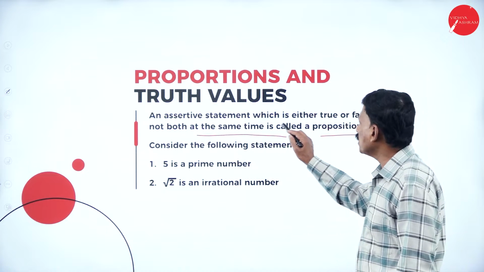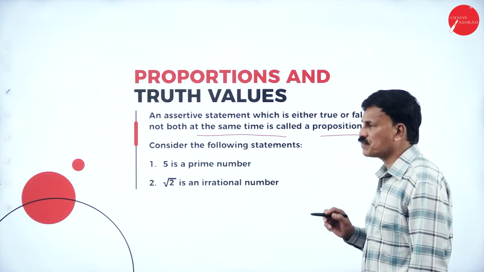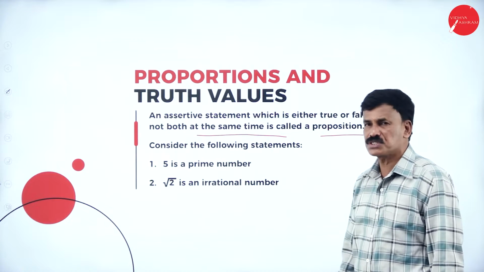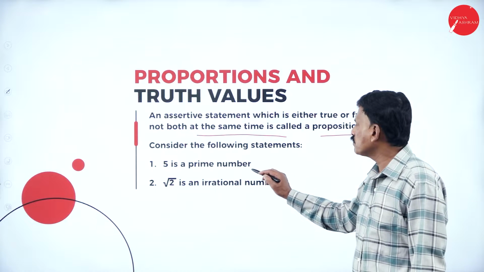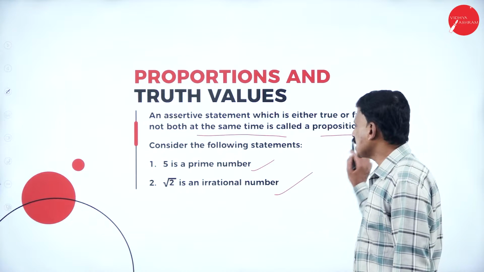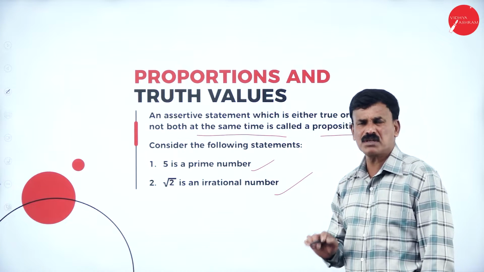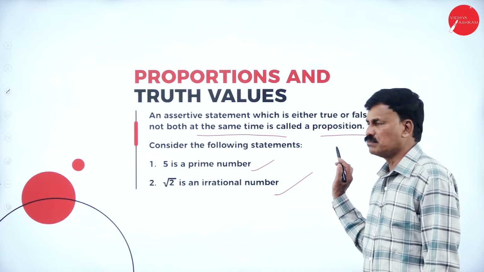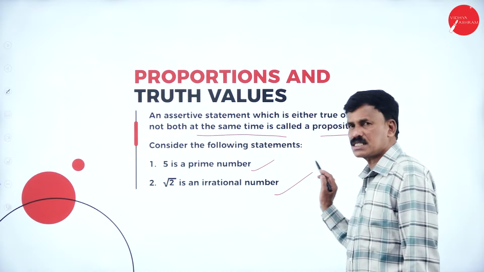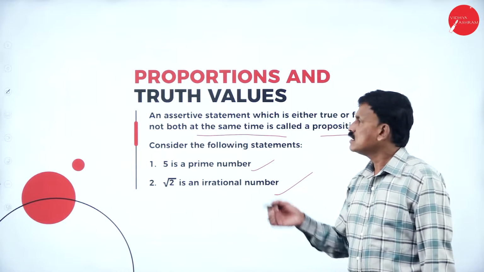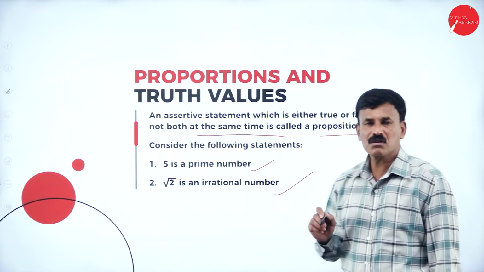An assertive statement which is either true or false but not both at the same time is called a proposition. Let us consider the following statement: 5 is a prime number and root 2 is an irrational number. Whether it is true or false, it gives a definite meaning. These types of statements are called propositions.